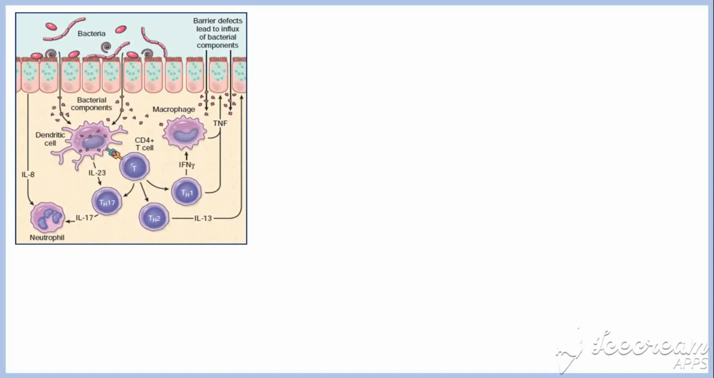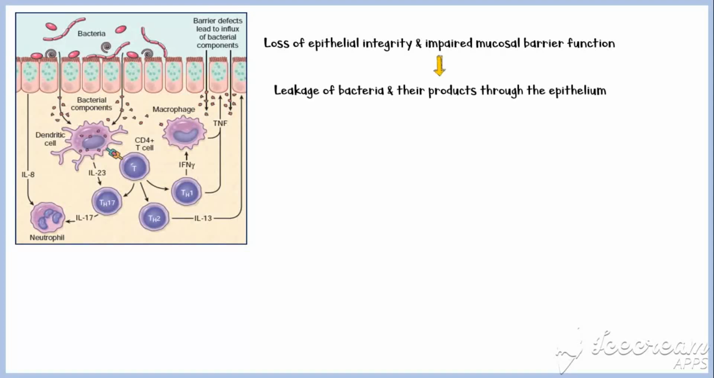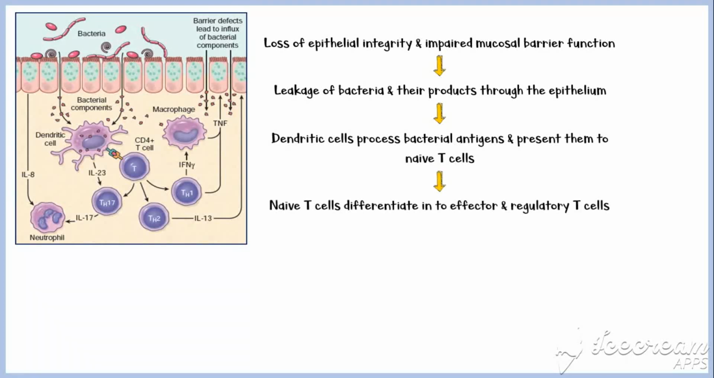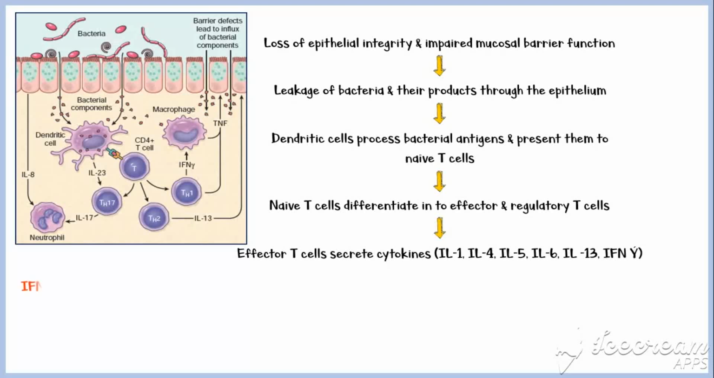Due to the loss of epithelial integrity and impaired mucosal barrier function, bacteria and their products leak through the epithelium. Then the dendritic cells process bacterial antigens and present them to naive T cells. Then these naive T cells differentiate into effector and regulatory T cells. Effector T cells then secrete various cytokines, including interleukins and, most importantly, gamma interferon, which causes macrophage activation.